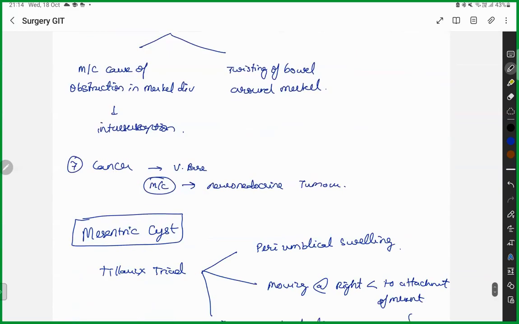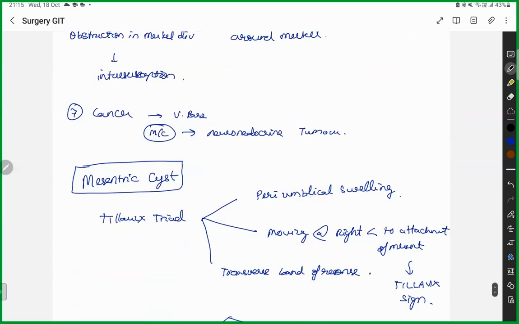Next, we are going to have the so-called mesenteric cyst. What is a mesenteric cyst, guys? It has Tillaux's triad. You have to remember Tillaux's triad. 3 important features are there. Number 1, periumbilical swelling will be there. Number 2, there is going to be a transverse band of resonance. And number 3, it moves at right angle to the attachment of the mesentery.